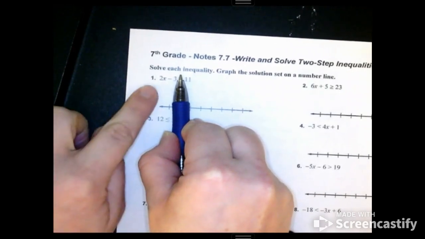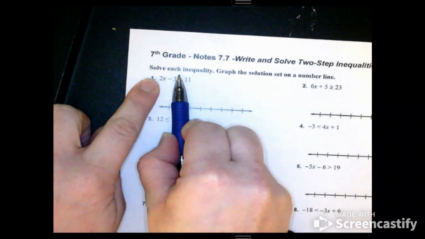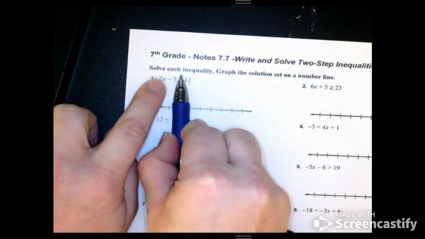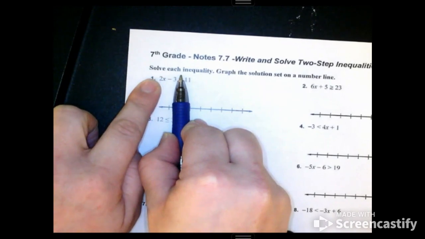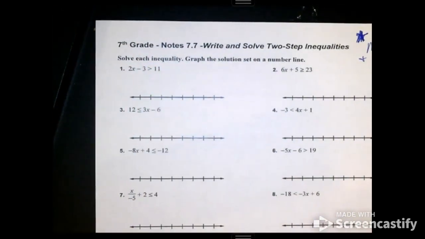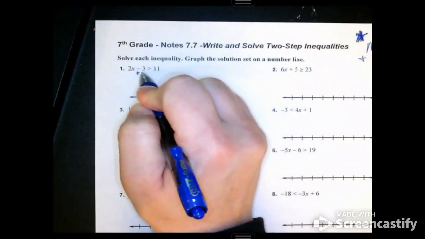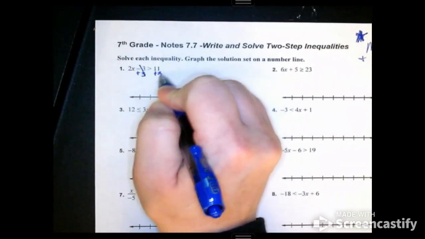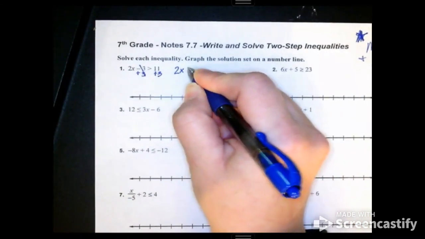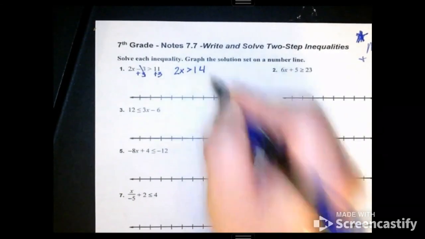The one by itself. We always save the number that's with x last, right? Okay, so when I'm trying to get rid of this, what do I do? Which one am I getting rid of first? The 3. All right, so we do the opposite. It's subtracting. What's the opposite of subtracting? Adding. So I add. So 11 plus 3 is? So now I have 2x is greater than 14.